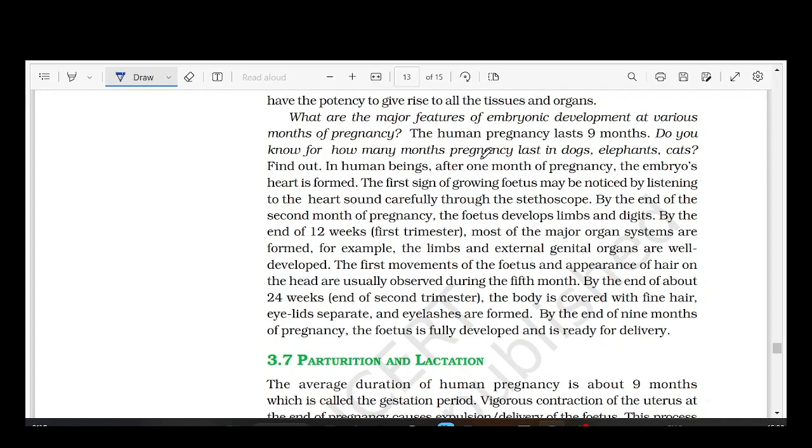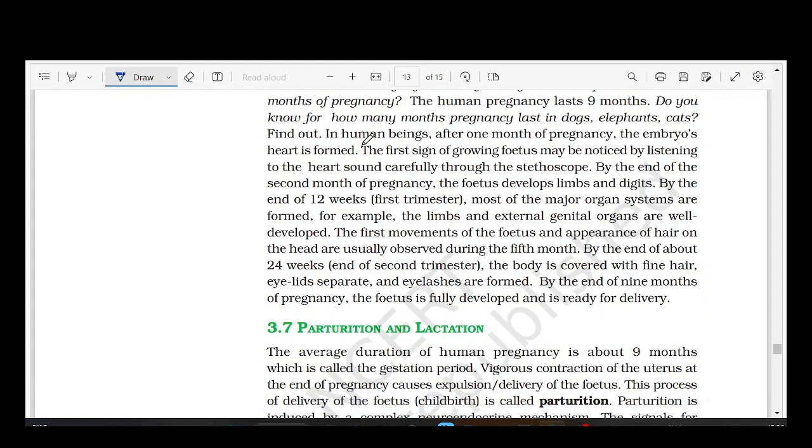The gestation period is 9 months; human pregnancy lasts 9 months. Do you know how many months pregnancy lasts in the dog, elephant, and cat? You have to find it out on your own, right? Find out. Okay, this is your homework.